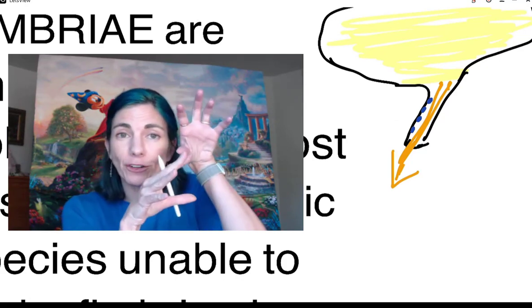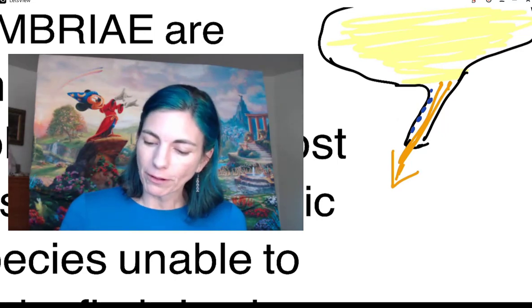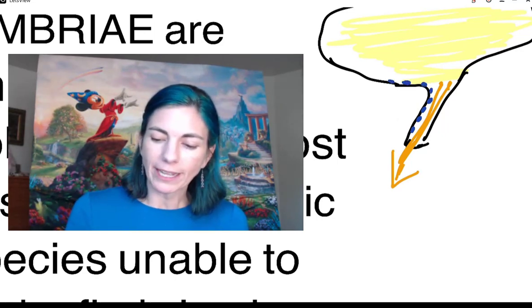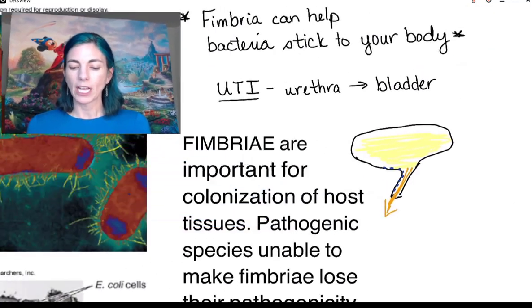And so they hold on for dear life and they're like, bye-bye, and then they keep crawling up and they're able to finally get up here. And once they're in the bladder, you have a bladder infection, which is a type of urinary tract infection.